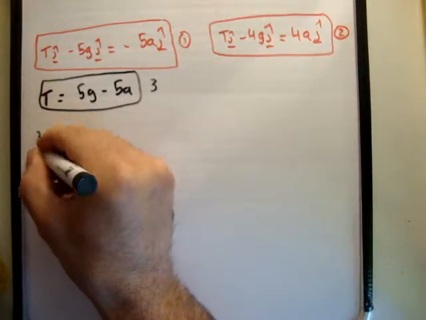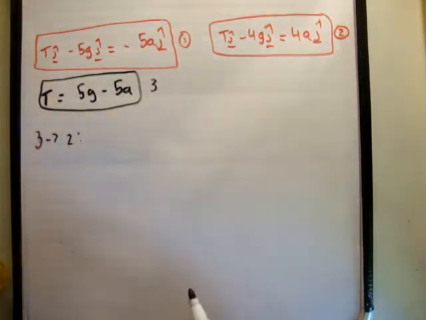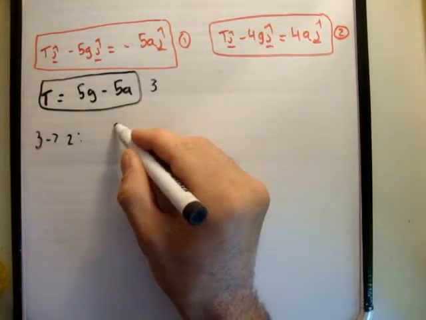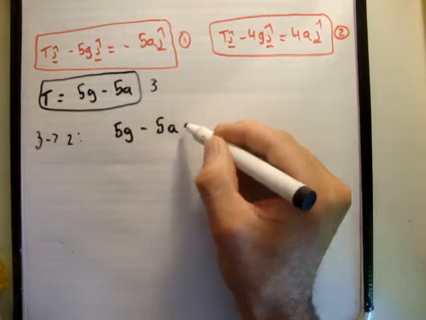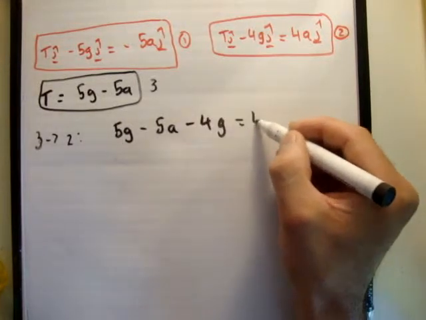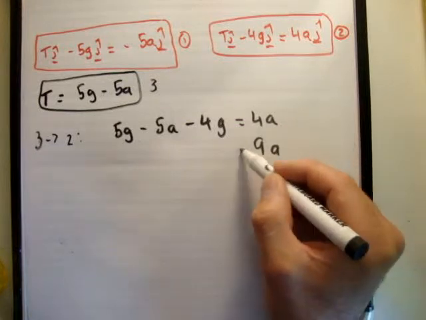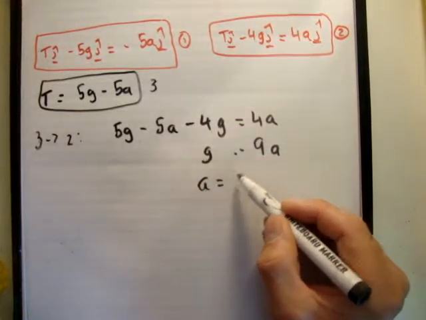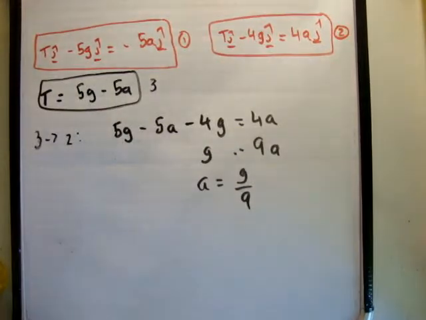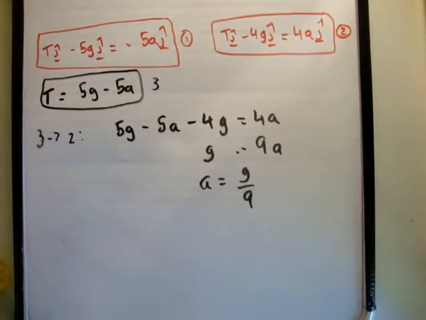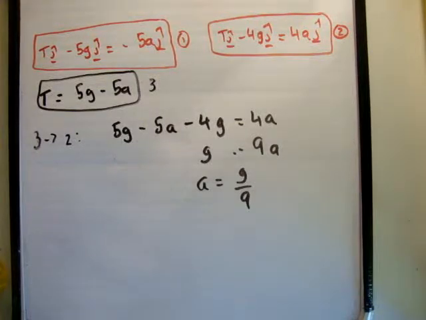So if I put equation 3 into equation number 2, you're going to get that 5g minus 5a minus 4g is equal to 4a. So you're going to get 9a over here is equal to g over here. So a is equal to g over 9 meters per second squared. So I'm just going to check that to the back of the book. So 5b question 9. g over 9 is correct. I'm just going to note the other answers while I'm at it as well. So 40g over 9 and 2g over 81.